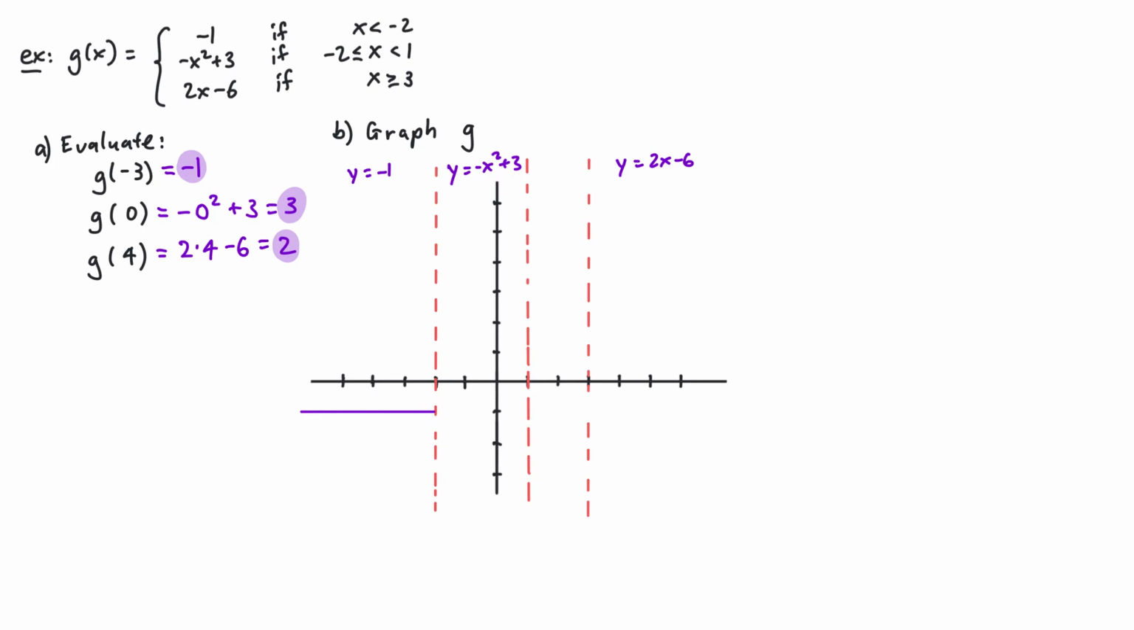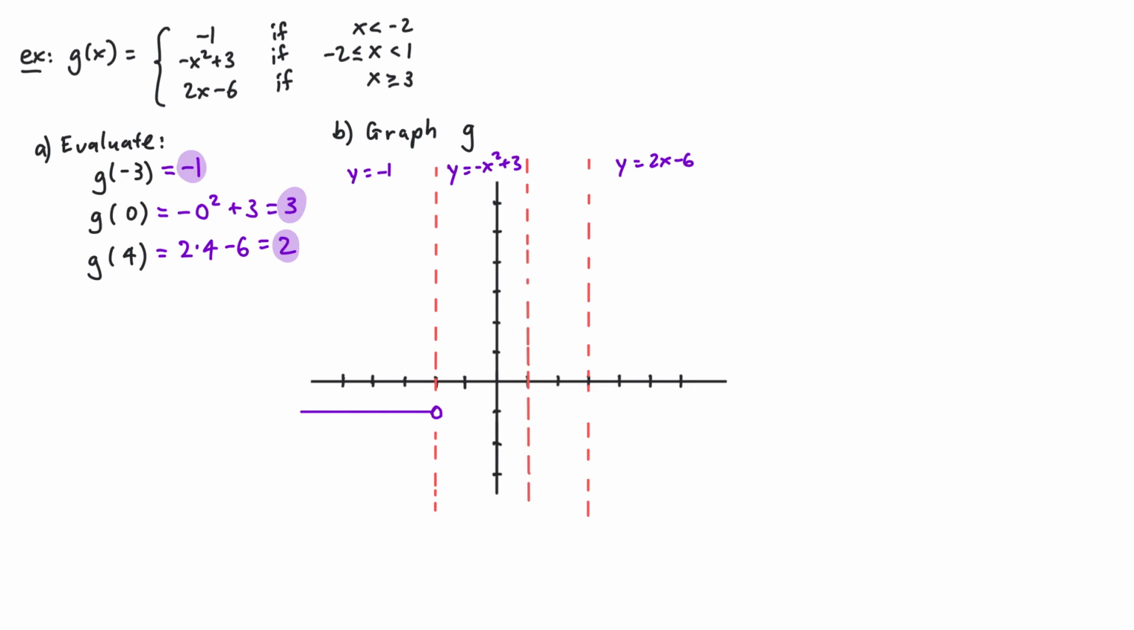Namely, we want to ask ourselves, does my function behave like this horizontal line at the boundary? Well, to decide that, we want to look at the inequality symbol of our first piece. Since the inequality symbol is strictly less than negative 2, my function doesn't behave like negative 1 at x equals negative 2. So we're going to replace this endpoint here with an open circle. Let's now move on to our second piece.